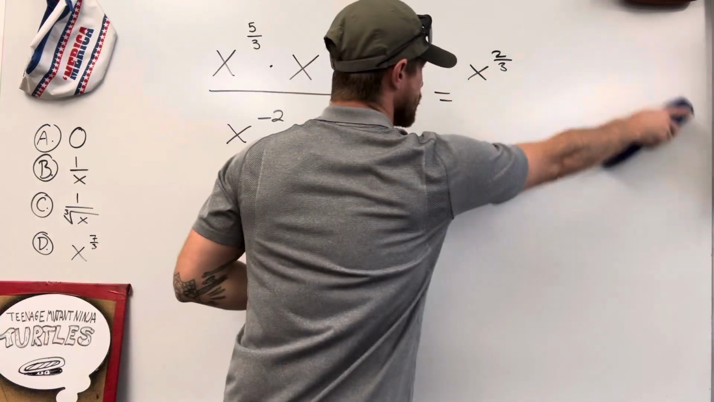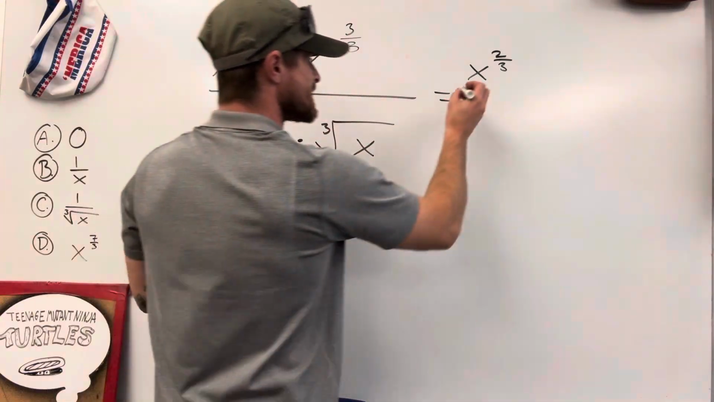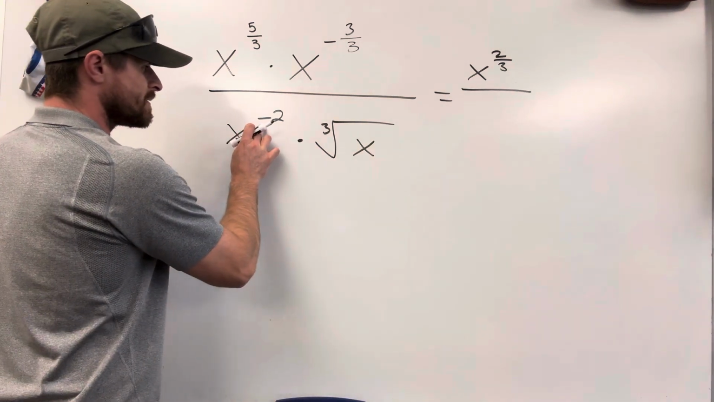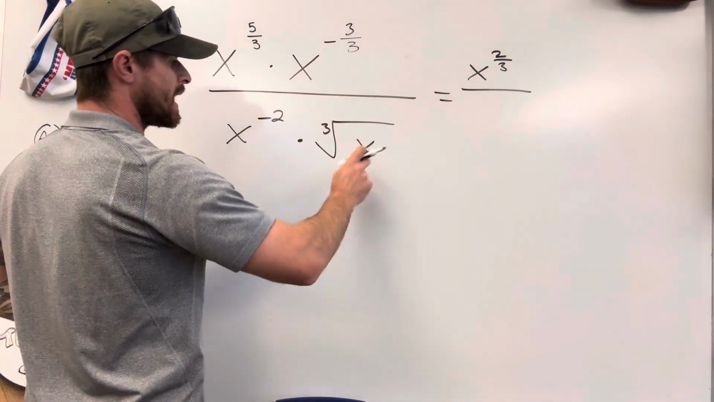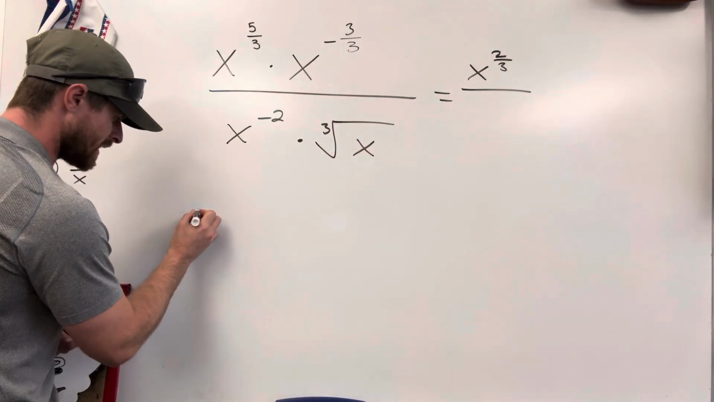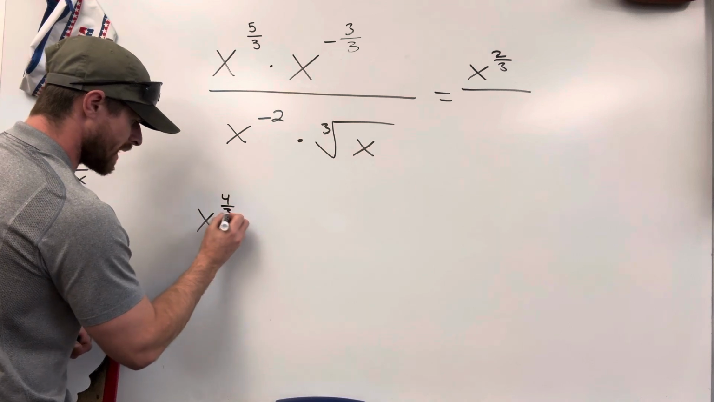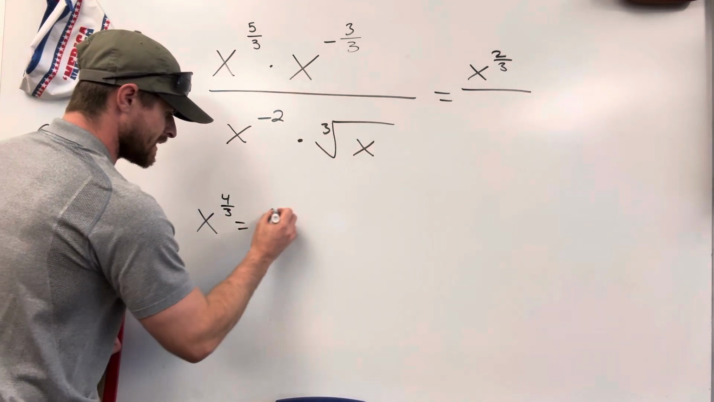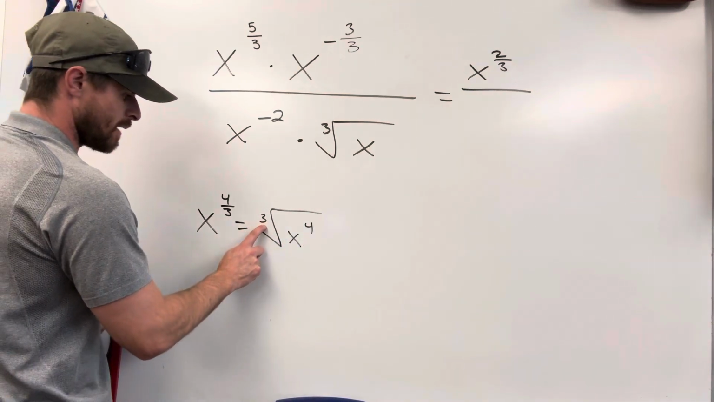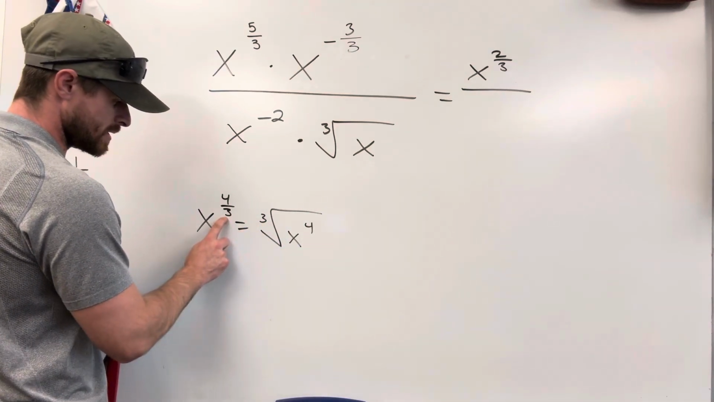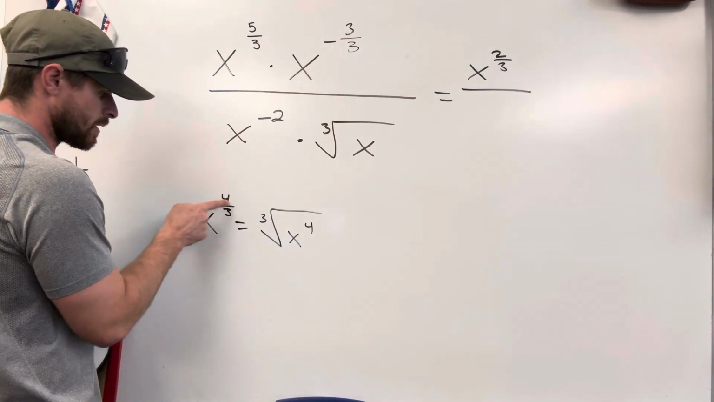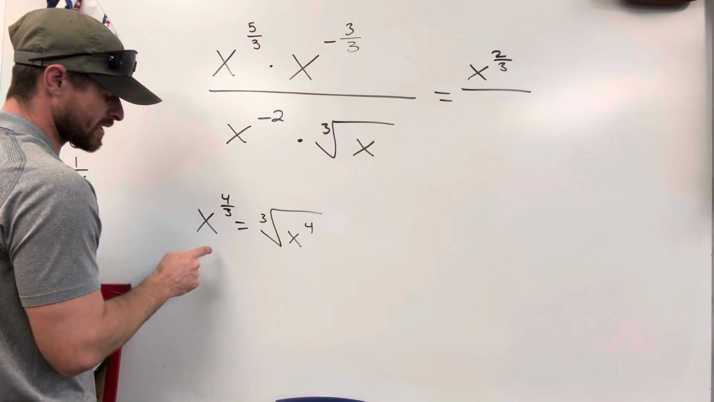Okay, so I've cleaned up the top. I've gotten it to a single x value. And now I've got x to the -2nd power being multiplied by cube root of x. Now, one thing we need to understand is this. If I gave x to the 4/3 power, that is the same thing as the cube root of x to the 4th power. So the outside value is your denominator. The inside exponent is your numerator of the exponential fraction.